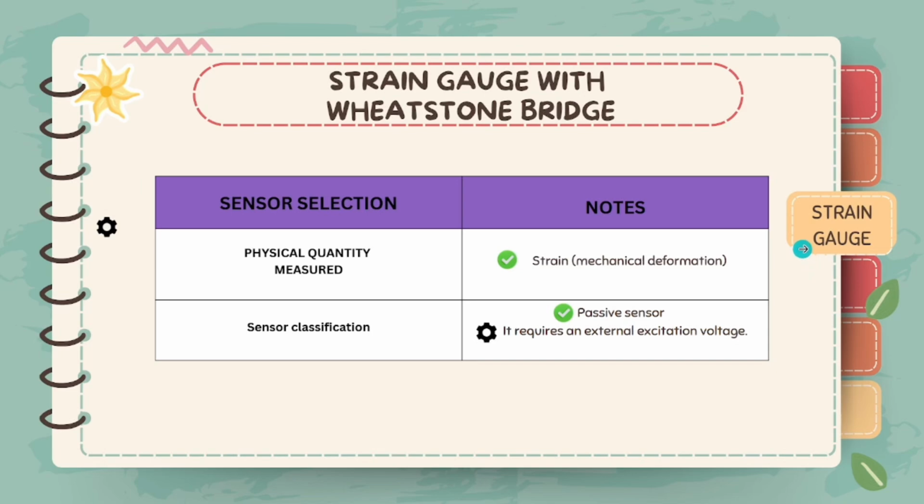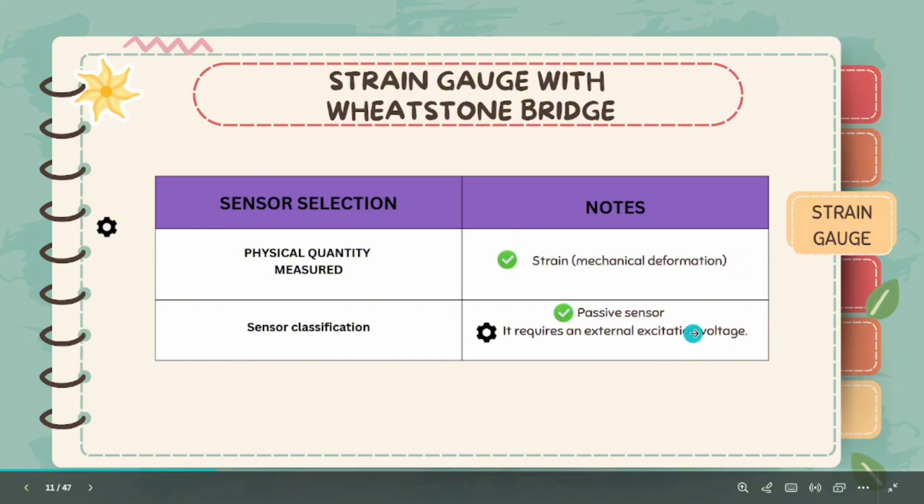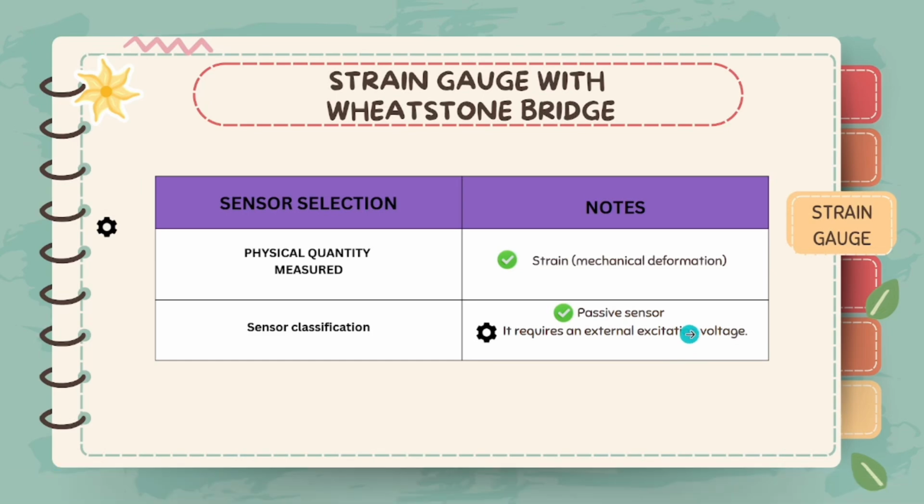So this is the part that I explained. Okay, we have settled that part, the working principle for the LVDT. Next we're going to explain the strain gauge with Wheatstone bridge.